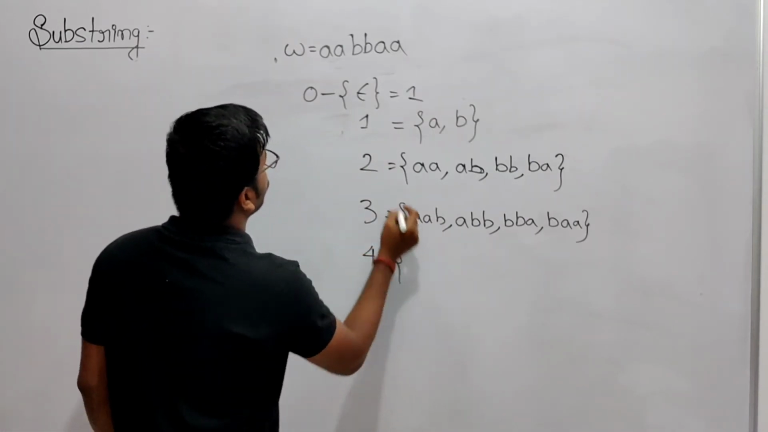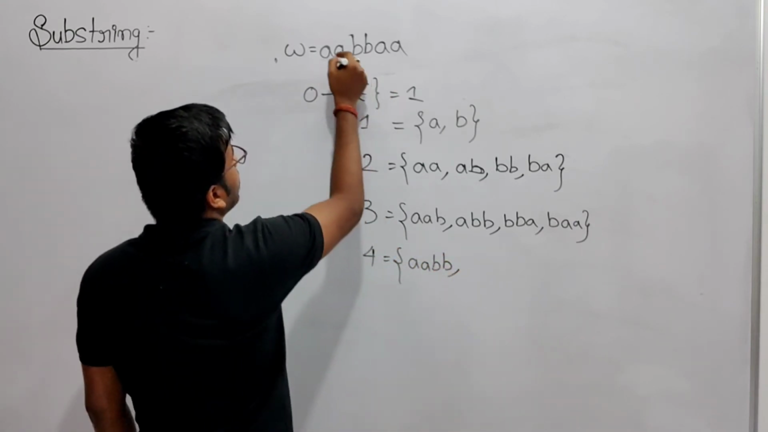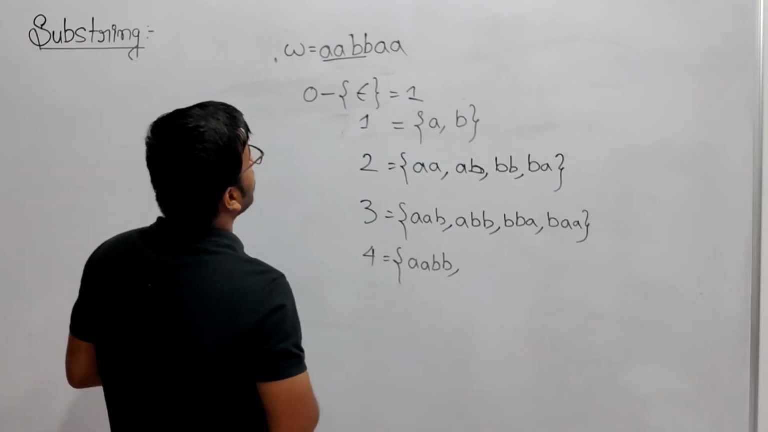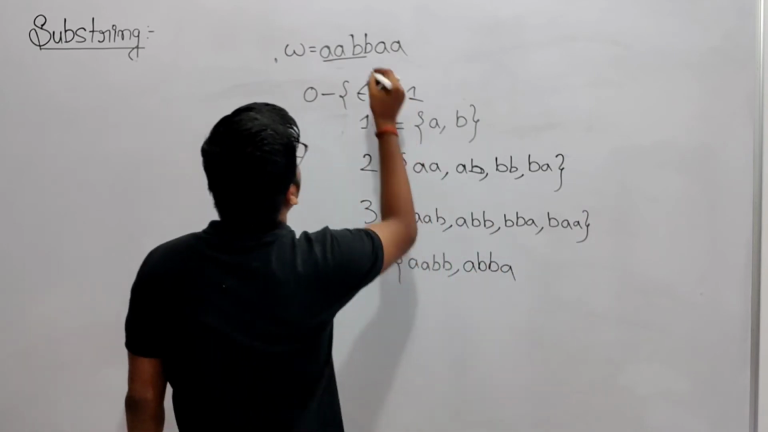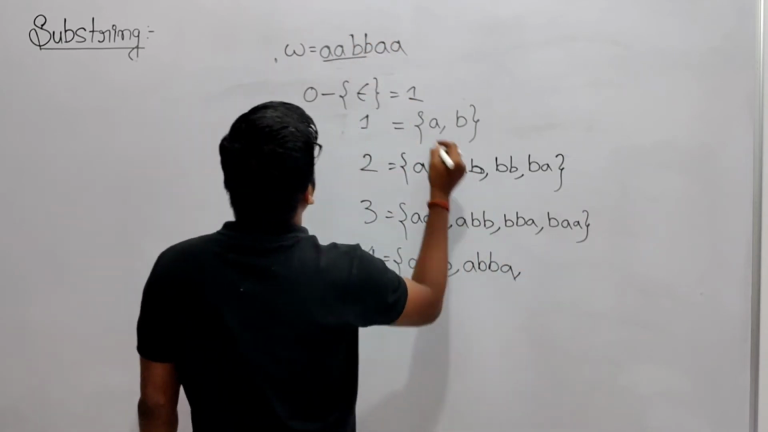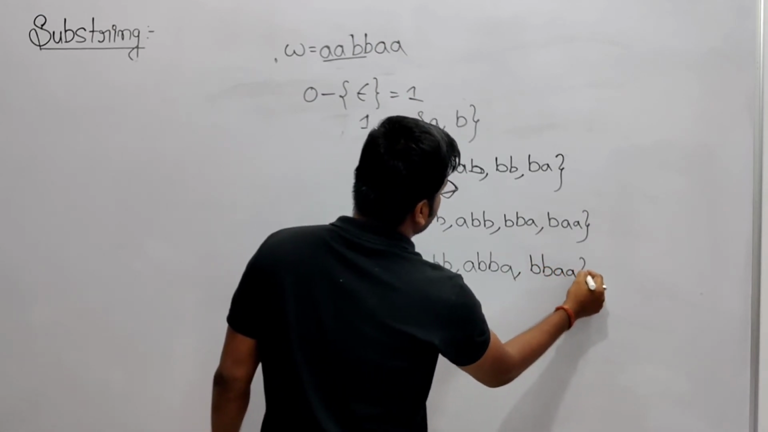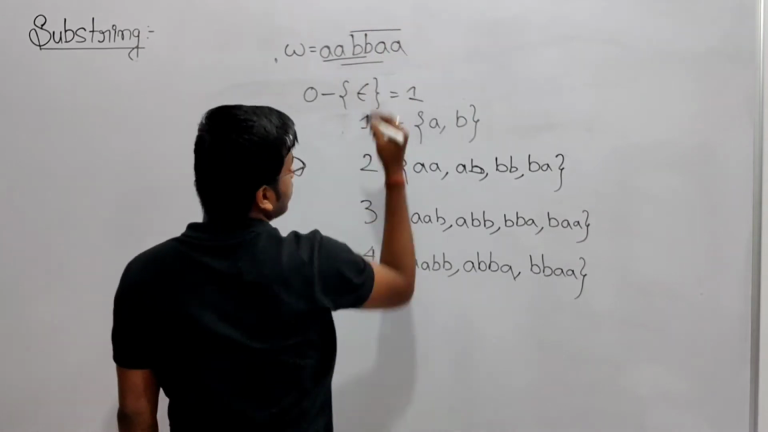When length is 4, you are going to get AABB. Then after that, what are we going to get? ABBA. Then you are going to get BBA. See, after that, ABBA, then BBA.